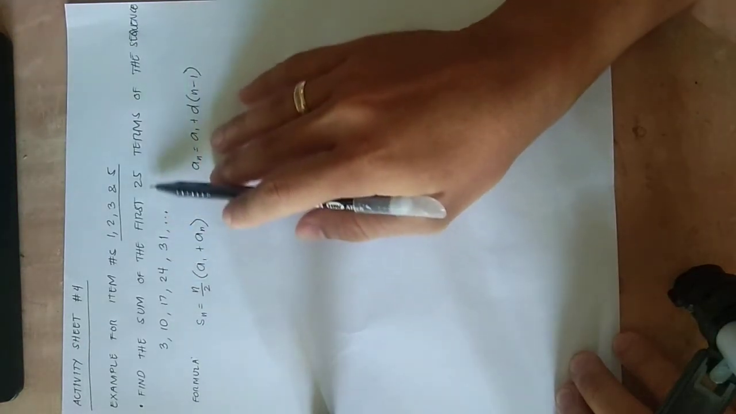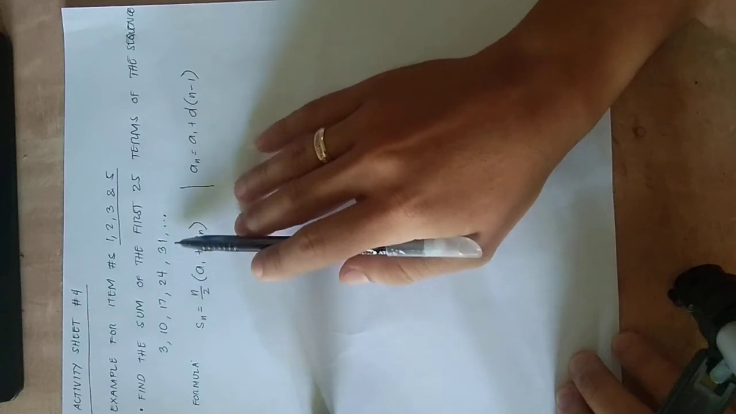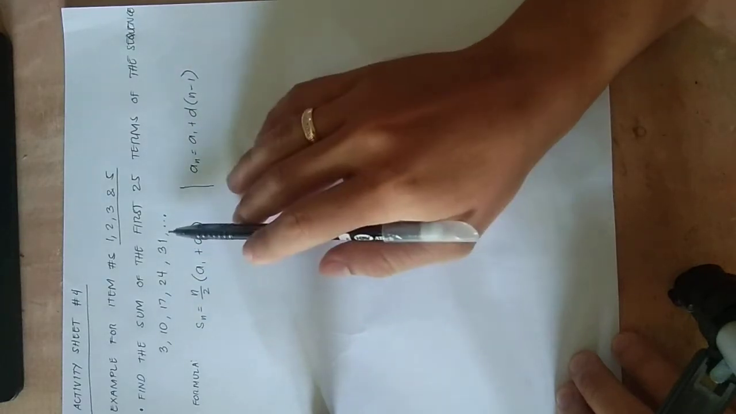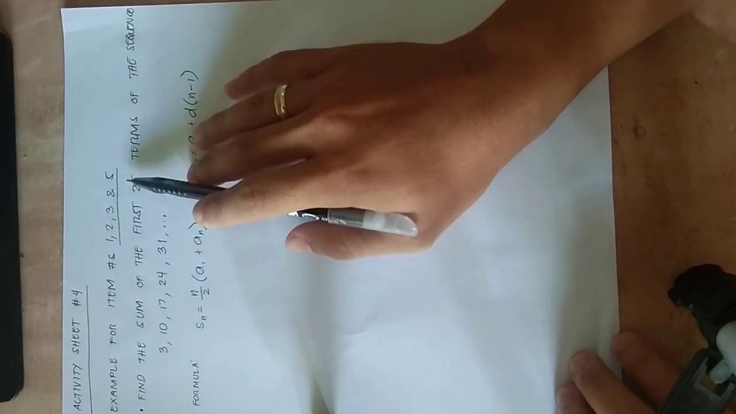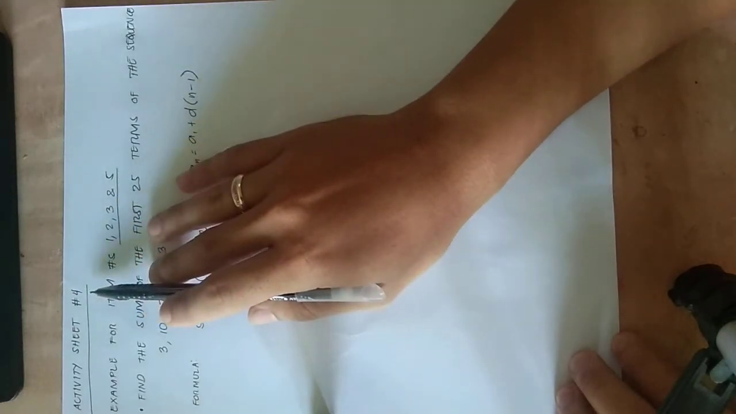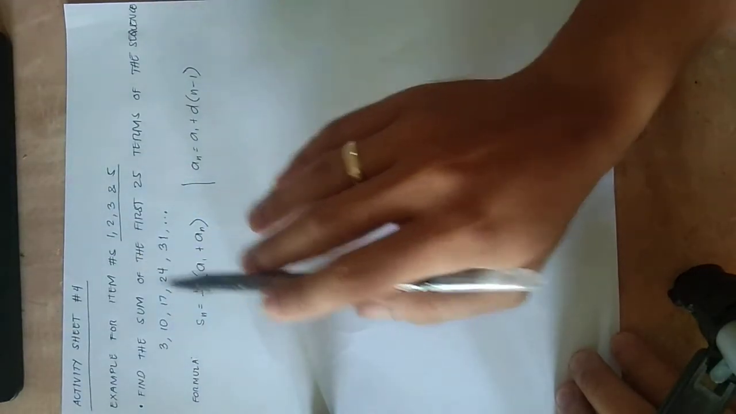Find the sum of the first 25 terms of the sequence 3, 10, 17, 24, 31, and so on. Now this problem is an example for the item numbers 1, 2, 3, and 5 of the activity sheet number 4.